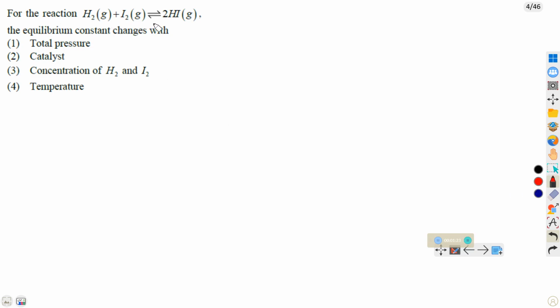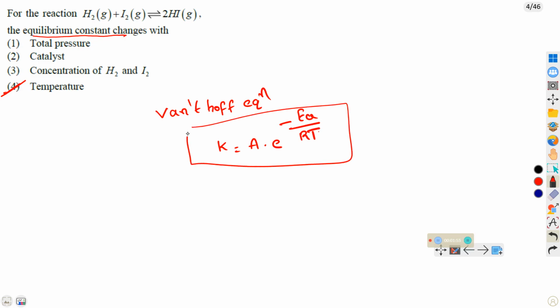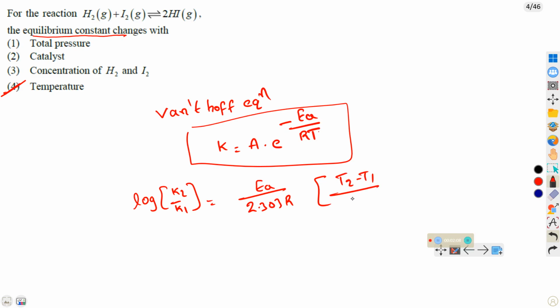For the reaction H2 plus I2 gives 2 moles of HI, the equilibrium constant changes with what? Equilibrium constant depends only on temperature, according to Van 't Hoff's equation. K is equal to A into e power minus Ea by RT. We know that for two different temperatures, log K2 by K1 is equal to Ea by 2.303 R into (T2 minus T1) by T1 into T2.